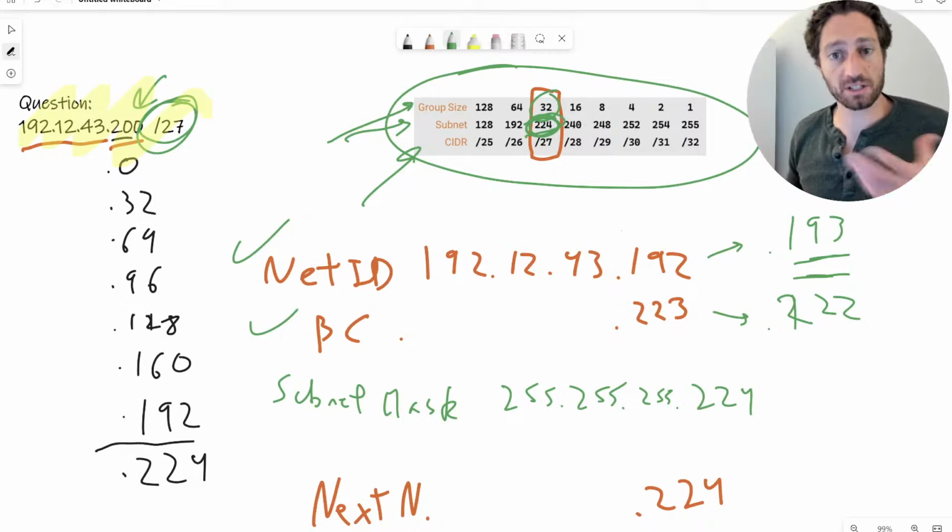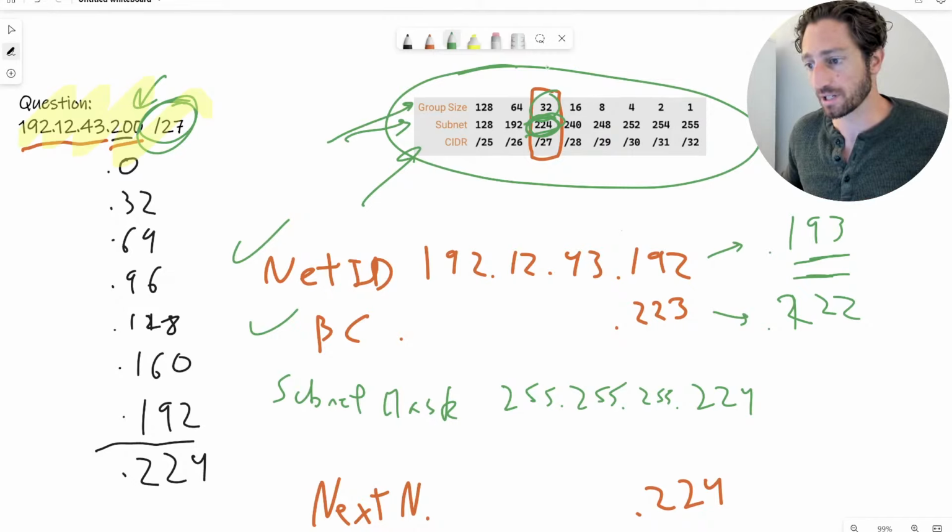Okay, so with that said, let's do another problem where we're doing the second and third octet together. But let me first clean up my slide.